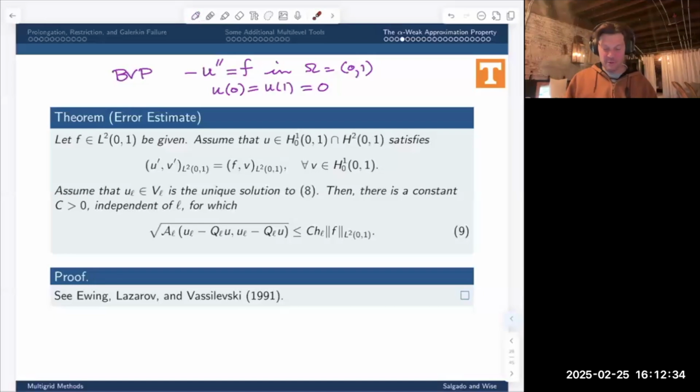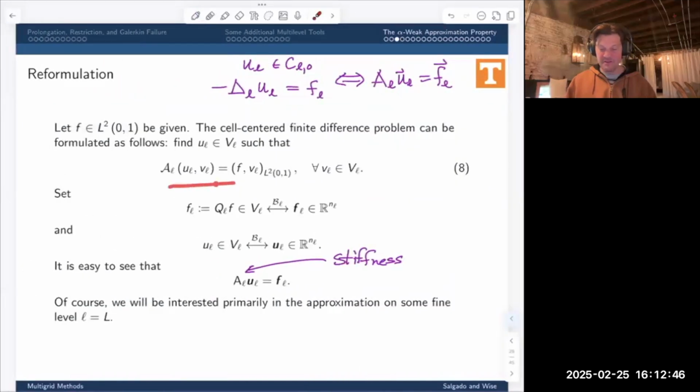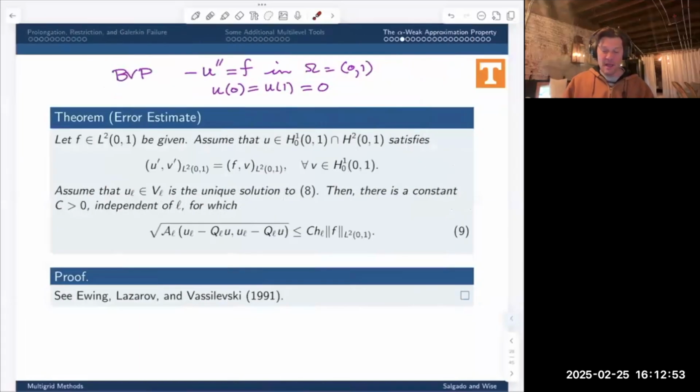So the variational formulation of that problem is given here, and I showed you how to do this way back in chapter 6. Well, let's assume that u_L is the unique solution to our new reformulated variational problem. Notice how the new approximation problem has the same framework as the original variational problem. It's just that the solution space for the variational problem is H01.